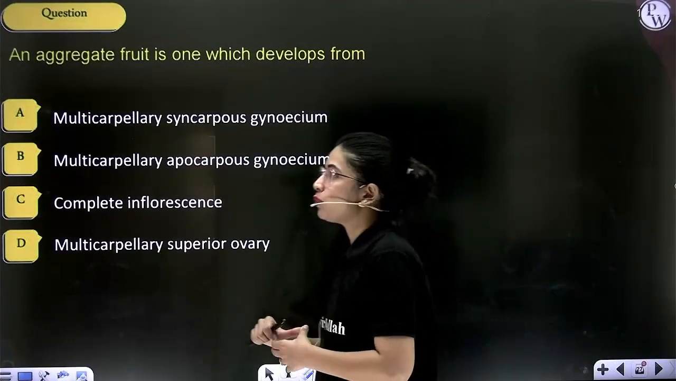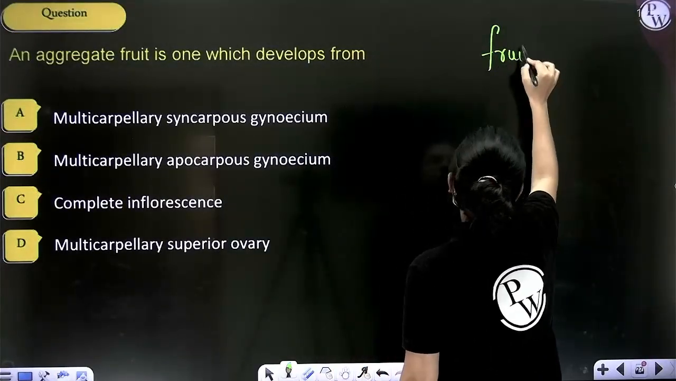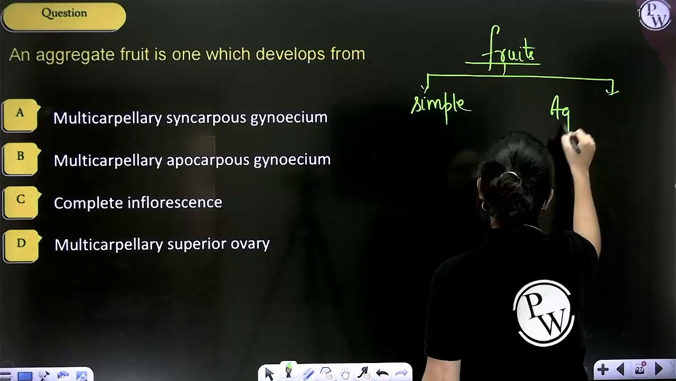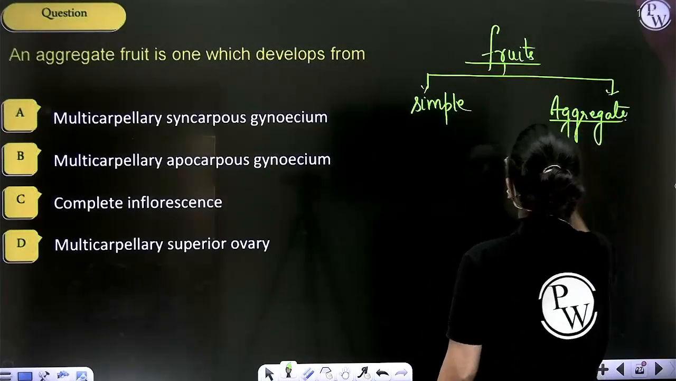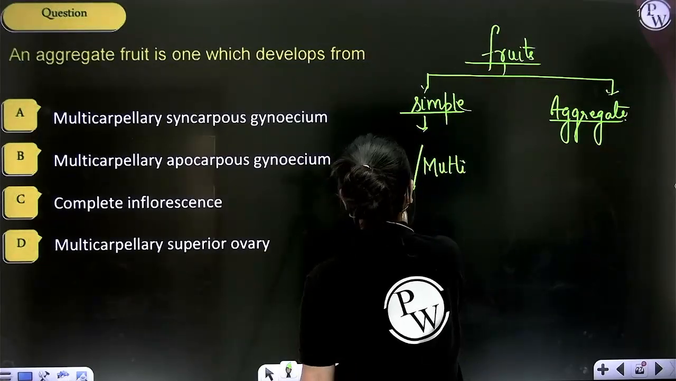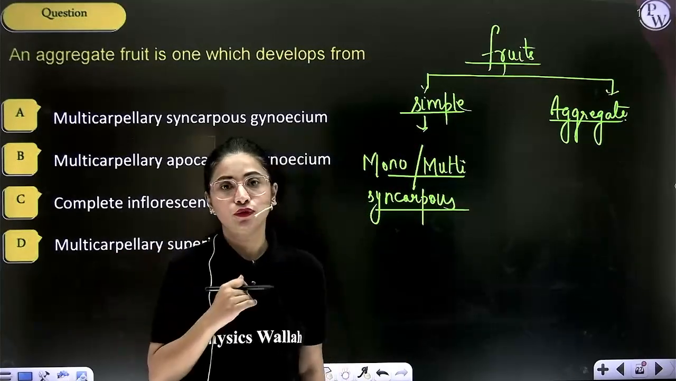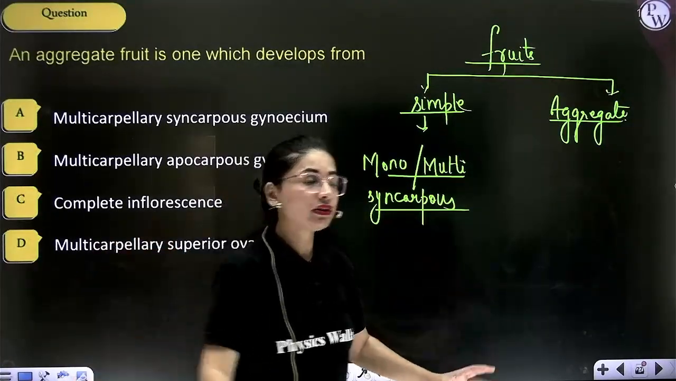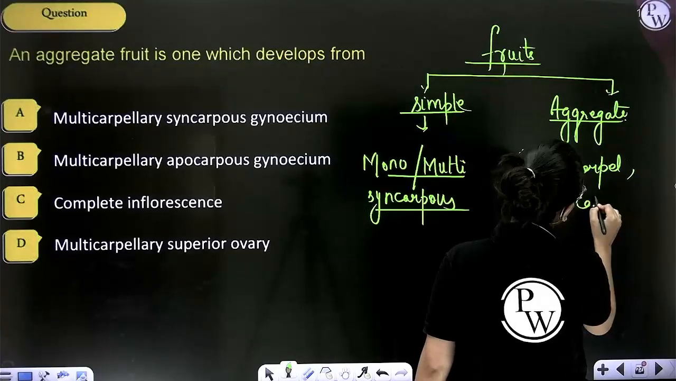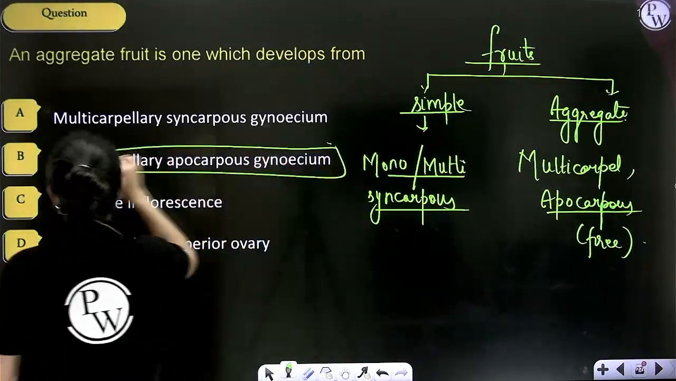An aggregate fruit is the one which develops from. Now, what is an aggregate fruit? See, basically, beta, fruits are of two types: simple fruit and aggregate fruit. Simple fruits are the fruits which develop from either one carpel, or even if there are more than one carpel, then they are all fused. Syncarpous condition. But what happens in aggregate fruit? In aggregate fruits, beta, the fruit develops from more than one carpel, and all those carpels are free. Free means apocarpous. So the answer becomes B for ball.